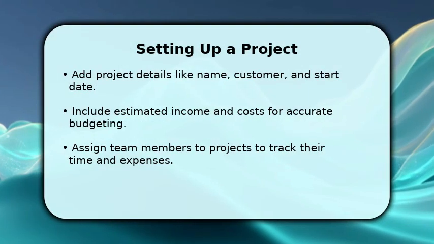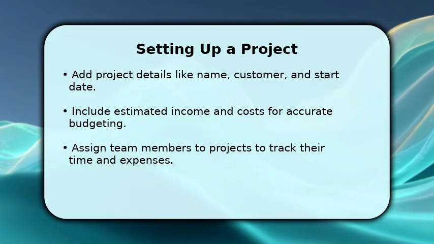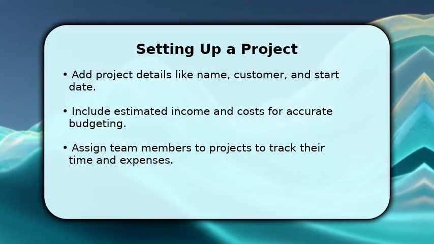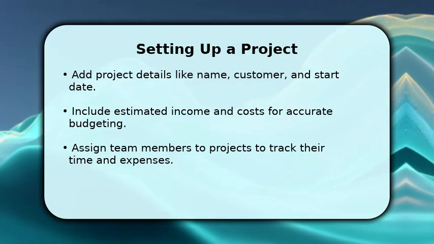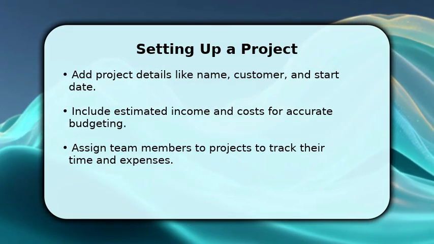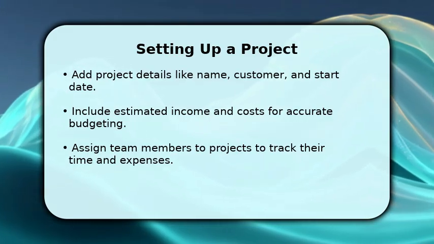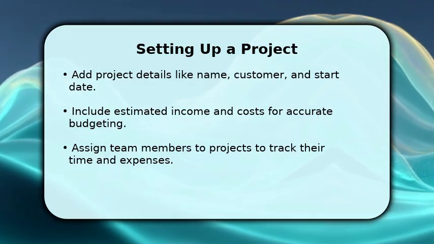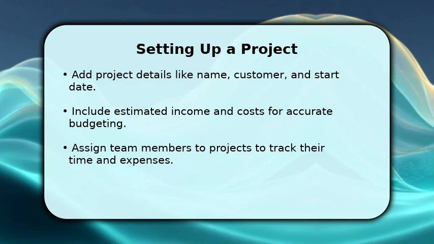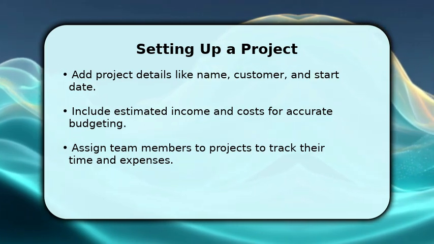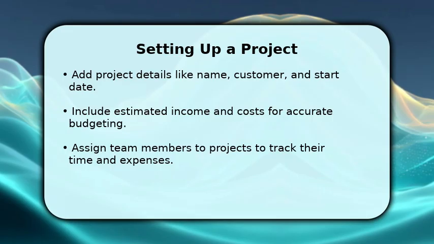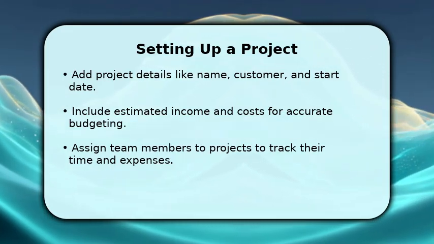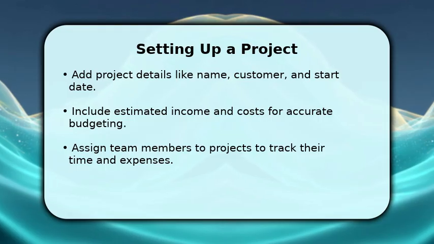To set up a new project, click the New Project button and fill in the essential details. This includes the project name, the associated customer, and the start date. Crucially, you can enter estimated income and costs, which helps in budgeting and setting financial goals for the project. You can also assign specific team members, allowing for precise tracking of their time and expenses directly against the project. This detailed setup is vital for maintaining financial control and understanding project scope.